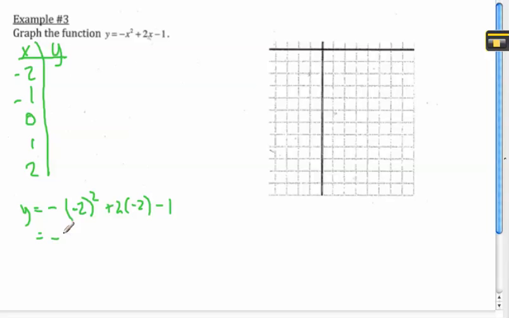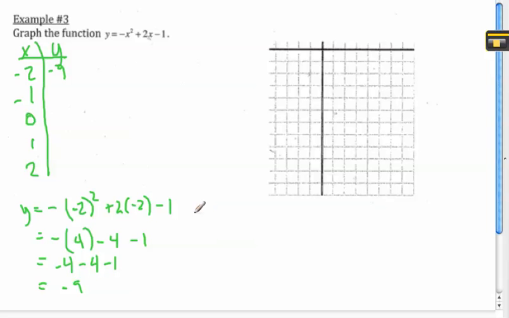Alright, so we get negative of 4 minus 4 minus 1. Okay, so that's -4 minus 4 minus 1. When I go left to right, -4 is -8, minus 1 is -9. So this gives us -9.